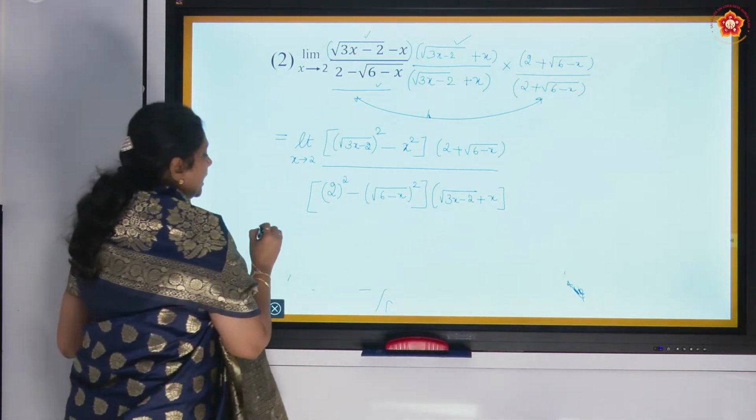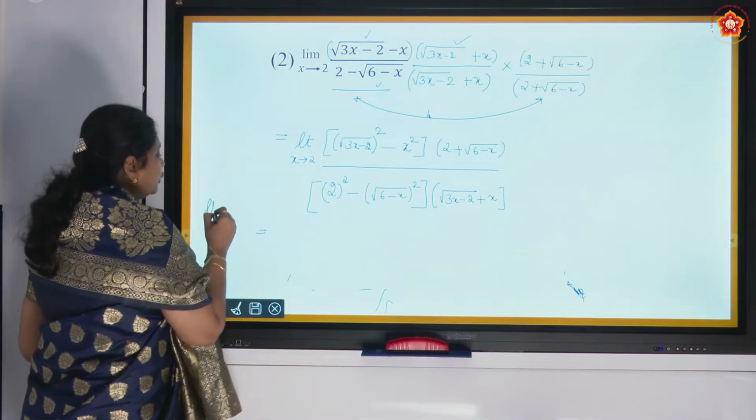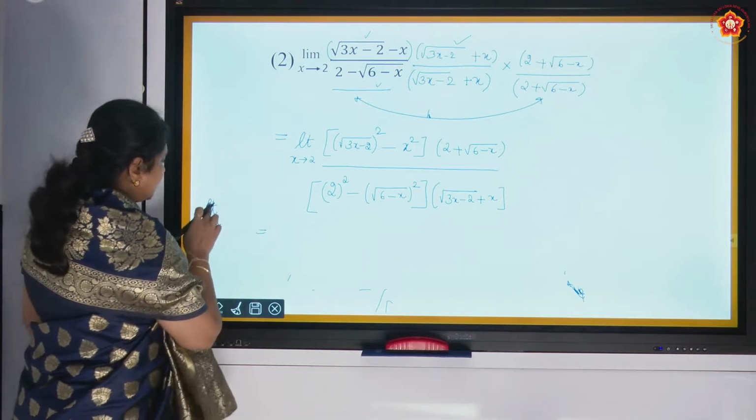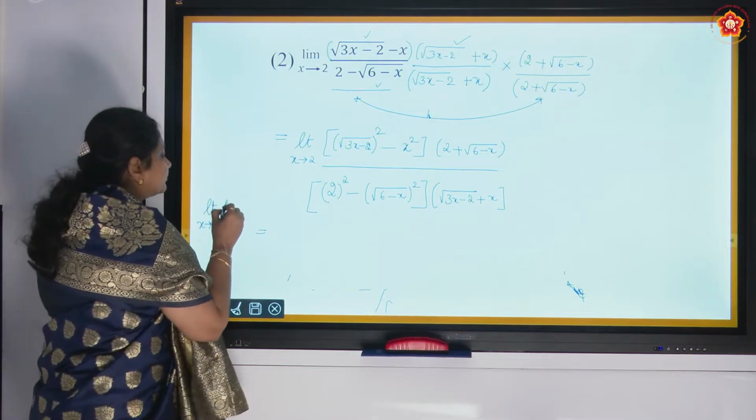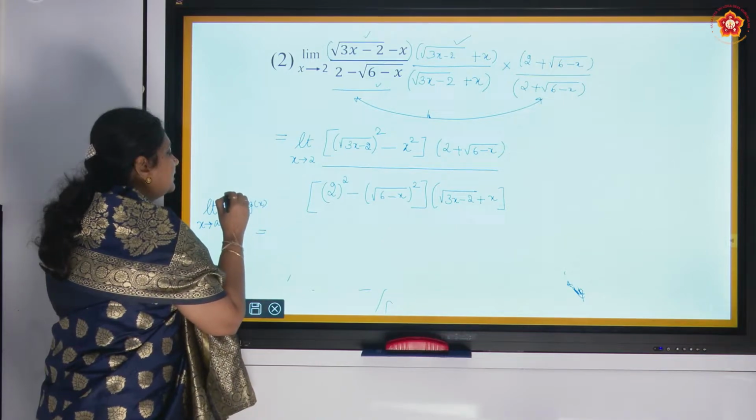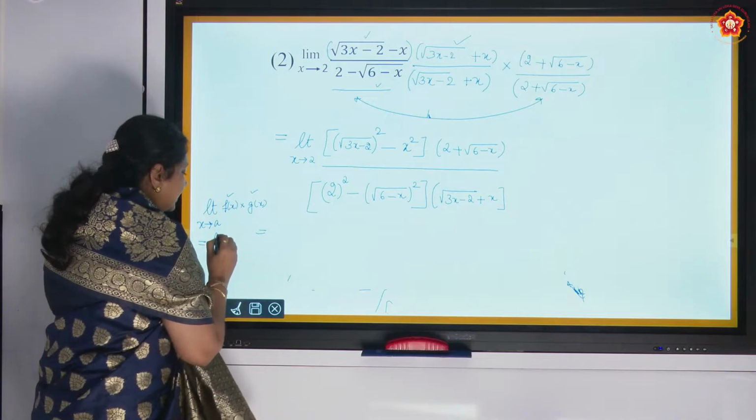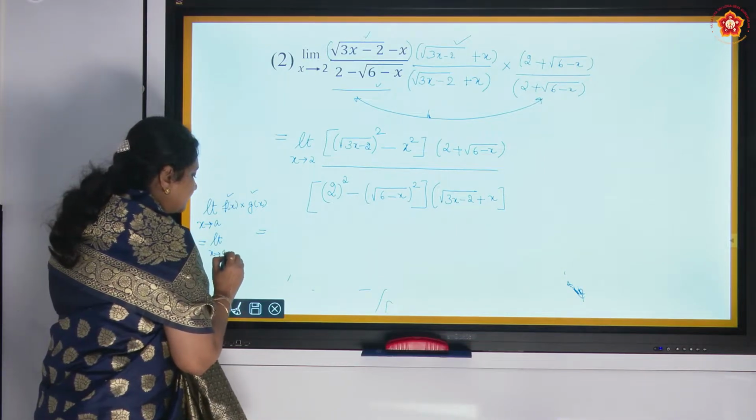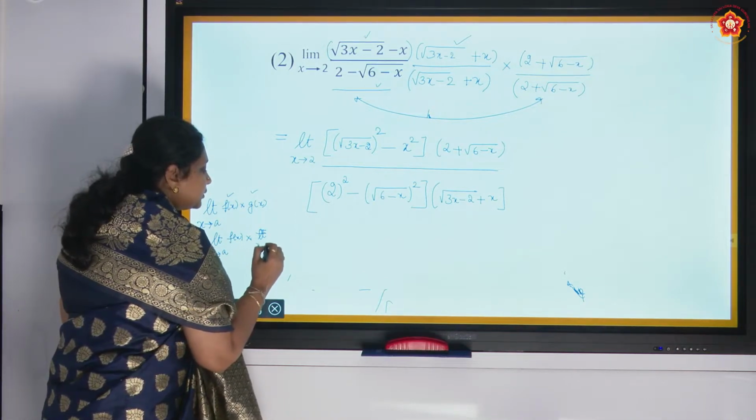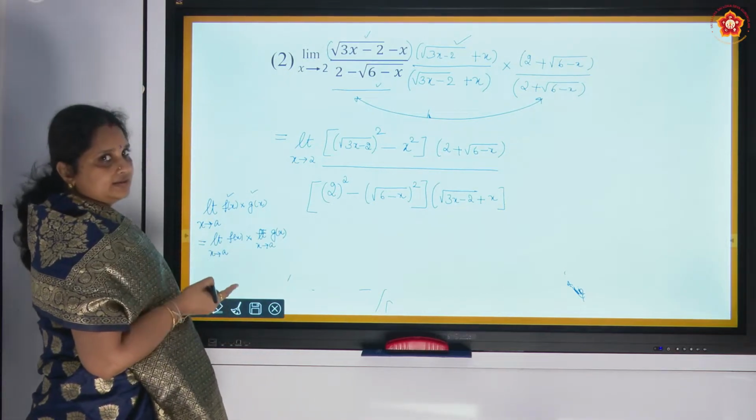Okay. So, now when I have two functions multiplied to itself and I apply limits, what happens? Let's quickly have a look at it. Limit x tending to a, f of x into g of x, meaning there are two functions multiplied to itself. It is as good as applying the limit to the first function multiplied to limit x tending to a, the second function.